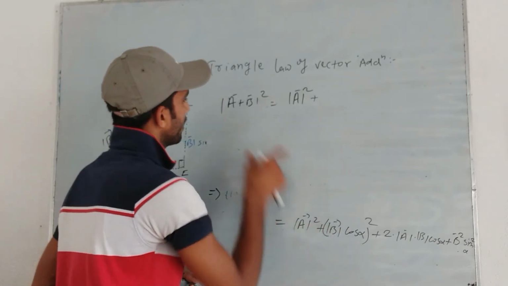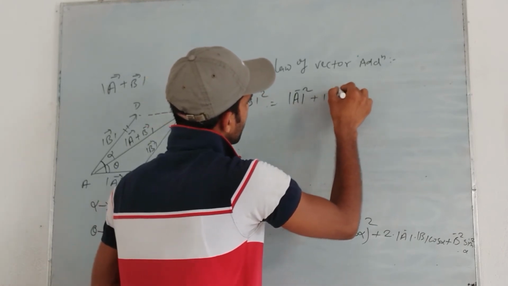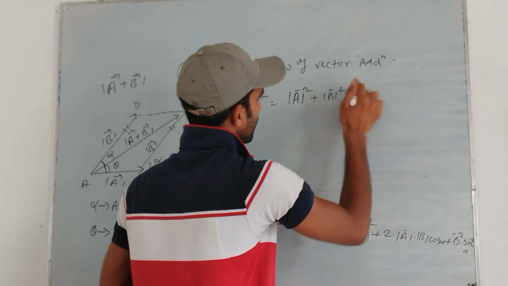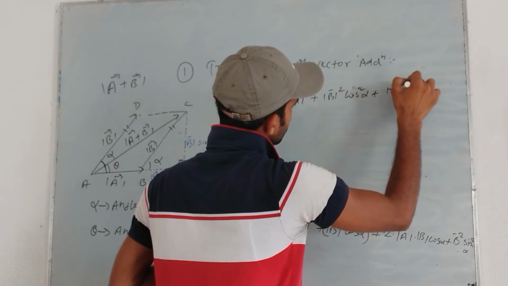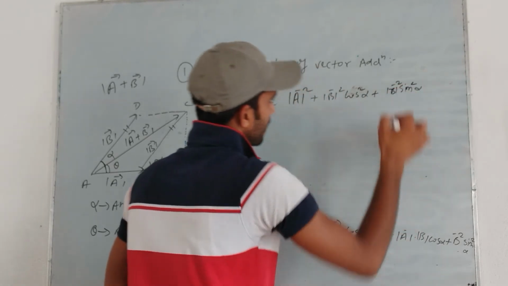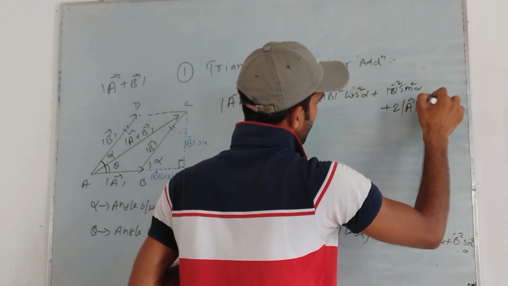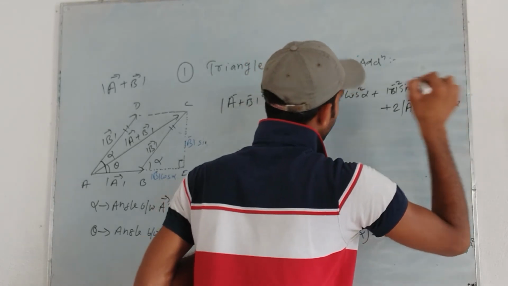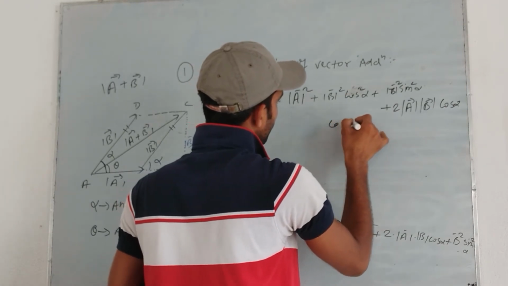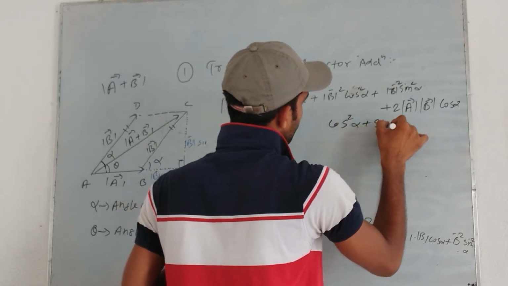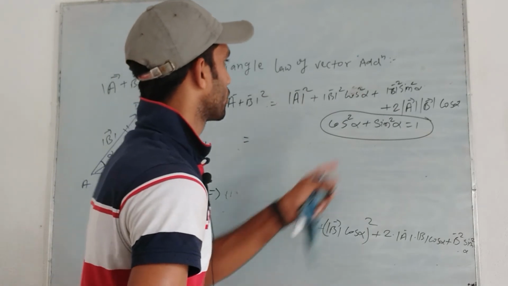So from here you can find magnitude of (A+B)² is equal to A² plus magnitude of B whole square cos² alpha plus magnitude of B sin² alpha, this is also a square, and plus 2 into magnitude of A into magnitude of B into cos alpha, right? This is very simple. So you can find from the trigonometric identity, cos² alpha plus sin² alpha is equal to 1.